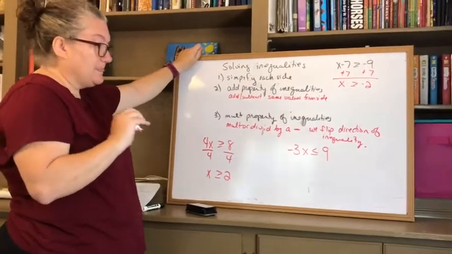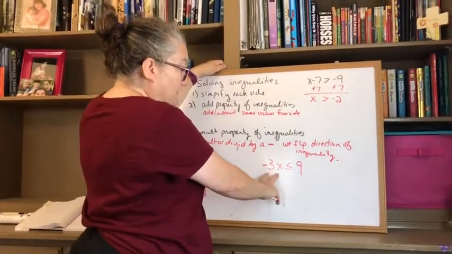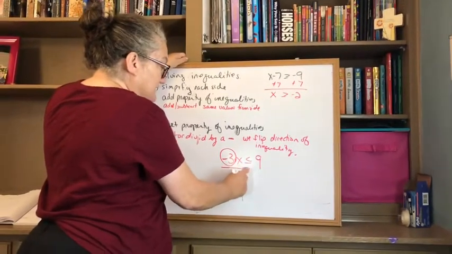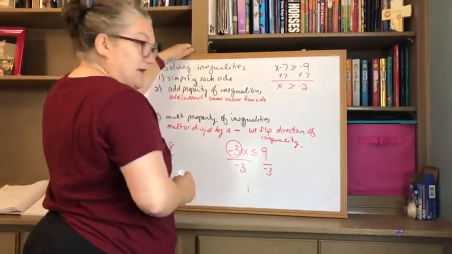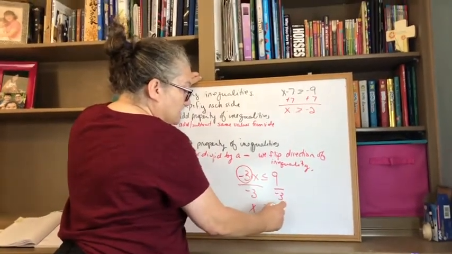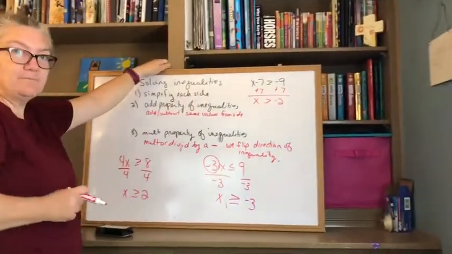That's the only time. So now over here, what am I going to divide by? I'm going to divide by a negative 3. So what happens to the inequality sign when I multiply or divide by a negative? We change the direction of the inequality sign.